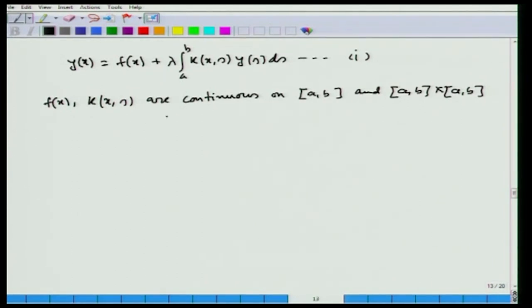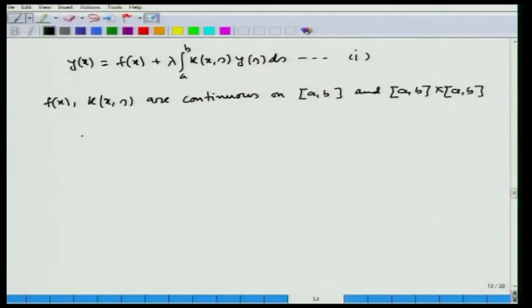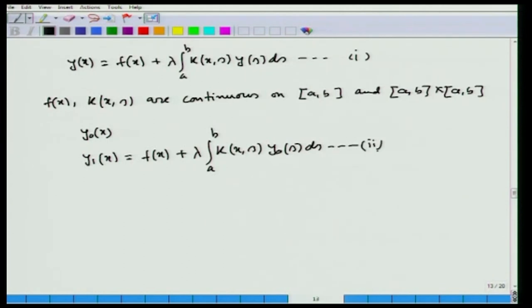Now, before going to prove the convergence, we need some notational convention that we have to prepare in order to prove the result. So, first of all, you can recall that y0(x) is any arbitrary function from which we can calculate y1(x). So, now, y1(x) is equal to f(x) plus lambda times integral from a to b k(x,s) y0(s) ds, call it 2. Then y2(x) is equal to f(x) plus lambda integral from a to b k(x,s) y1(s) ds.